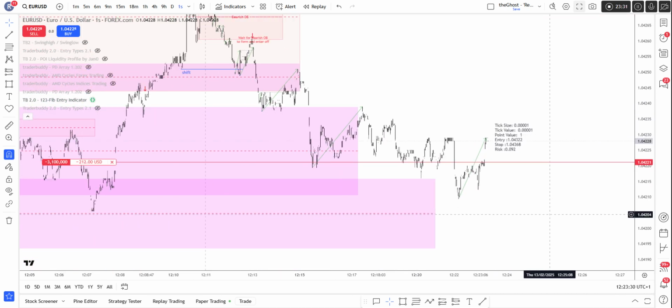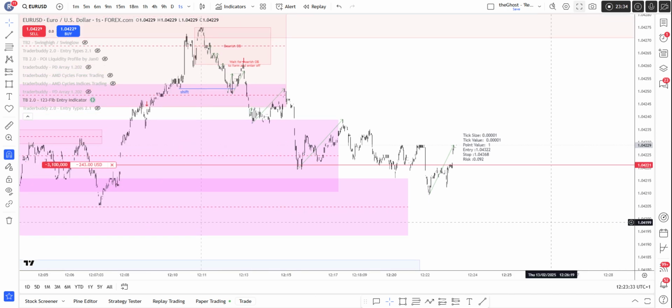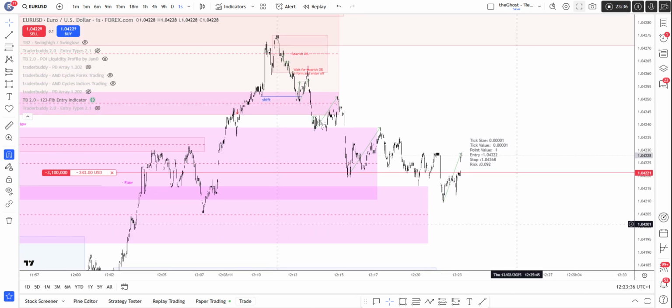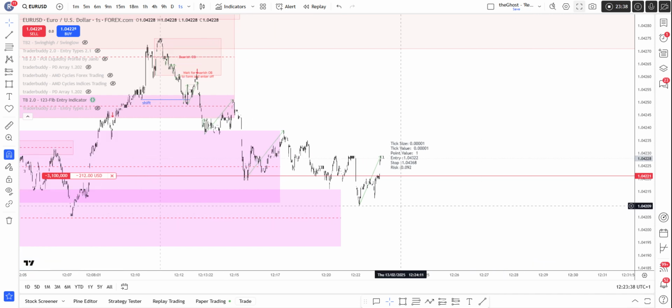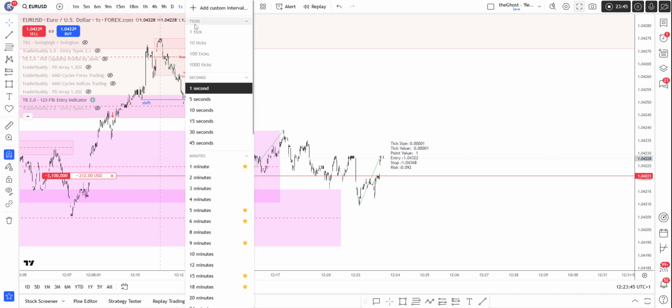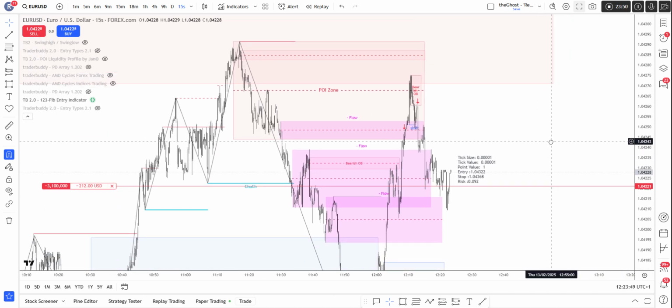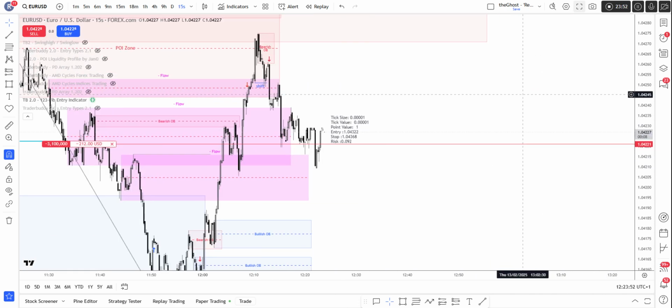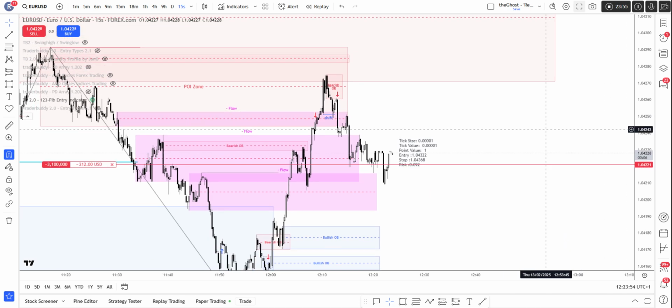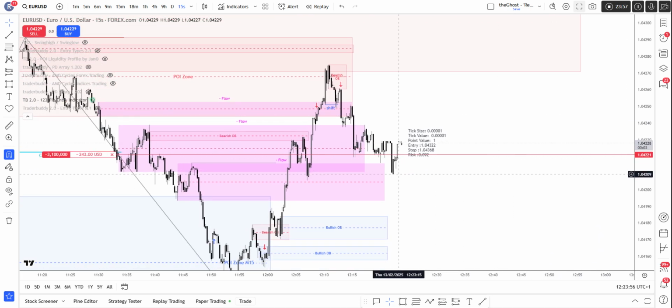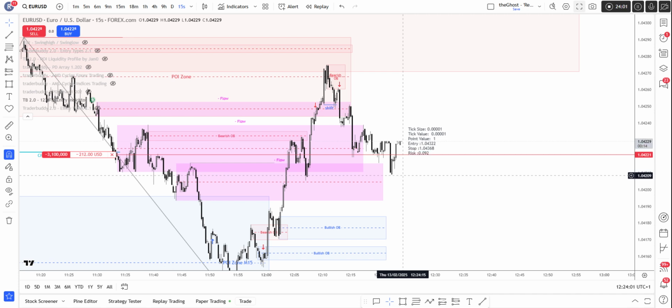So let's see, what time do we have? 12:23. Aha! We have an important candle that's printing at this moment. We have 15 seconds left. Okay, let's go to the 15-second. And let's see what this candle is telling us. Is it plotted? Not yet. Now it is. Okay.